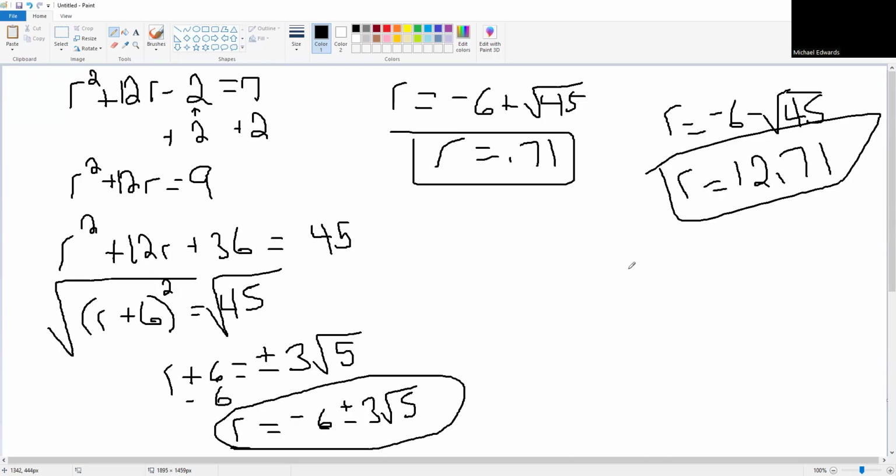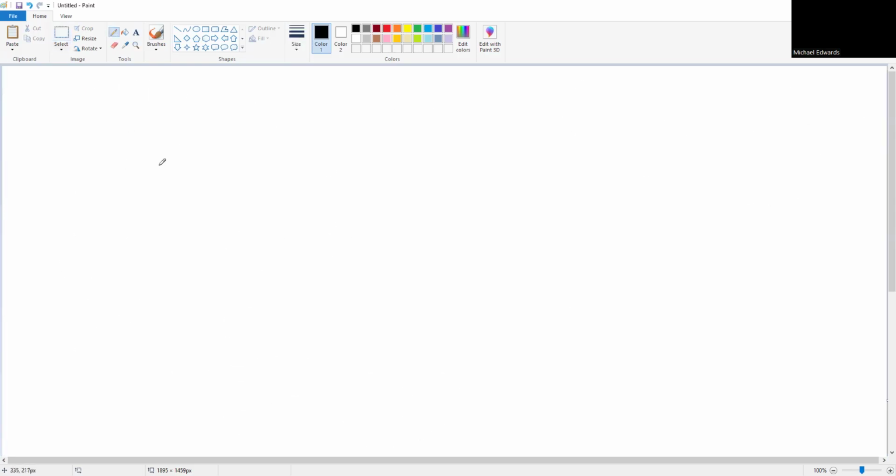All right. I have another example here. And this is 3y squared minus 12y plus 8 equals 5.